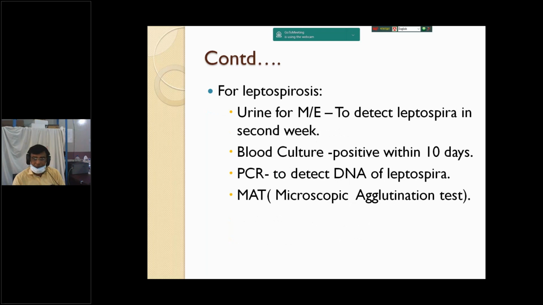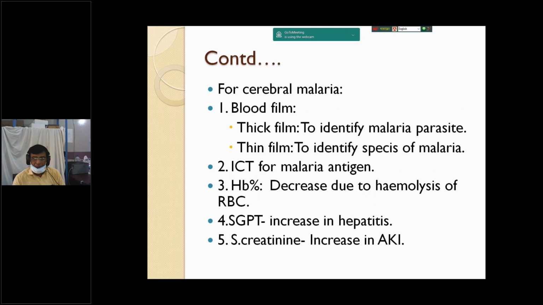For leptospirosis, urine for microscopic examination to detect leptospira in second week, blood culture within 10 days of disease, PCR to detect DNA of the leptospira, and microscopic agglutination test is also available. Regarding cerebral malaria investigation, thick and thin film, ICT for malarial antigen, hemoglobin estimation, HGPT, and serum creatinine should be done.